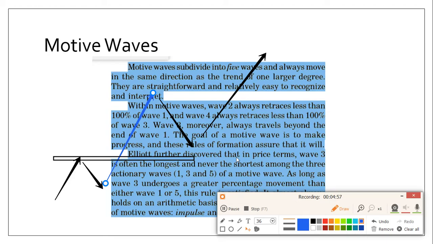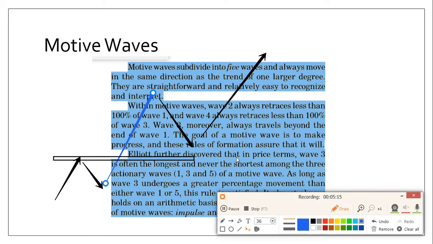So this structure allows progress to be established, for the fact that after every preceding motive wave, there's a counter trend, there's a correction. So these corrections allow progress to happen.